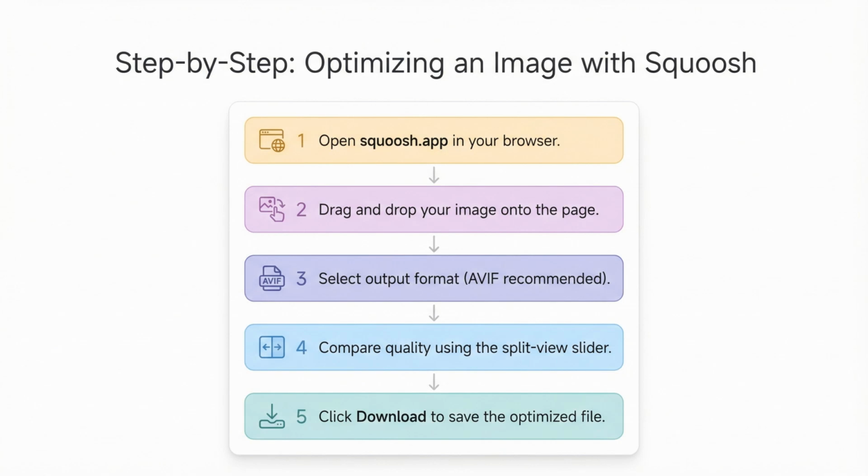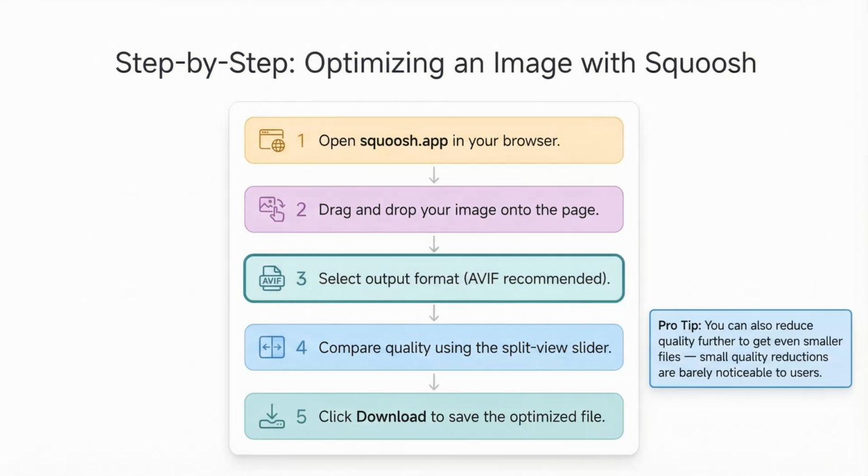Let's walk through the exact process the instructor demonstrated. First, open squoosh.app in your browser. Second, drag and drop your image, whether it's an HEIC, JPG, or PNG. Third, choose your output format. AVIF is recommended for the web. Fourth, use the split view slider to compare the original and optimized versions and make sure quality is acceptable. Finally, hit download, and you're done. One extra tip from the instructor, Squoosh also lets you manually adjust the quality slider.